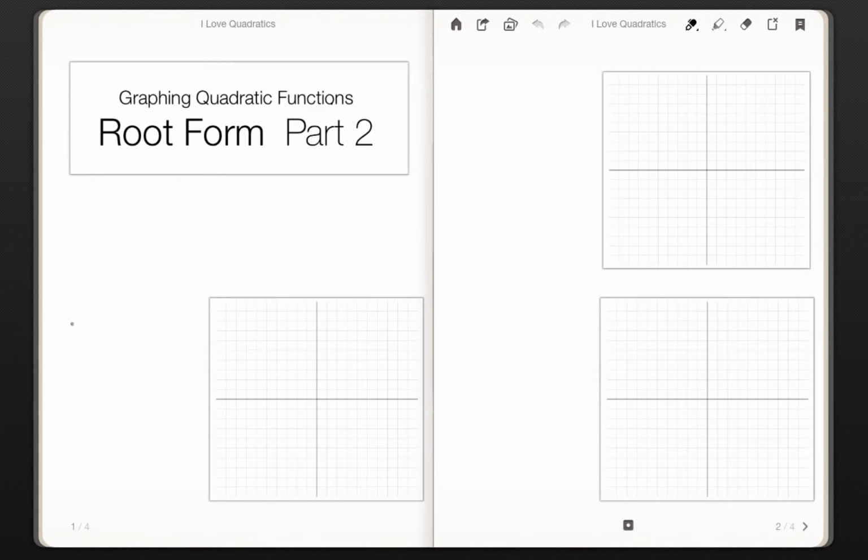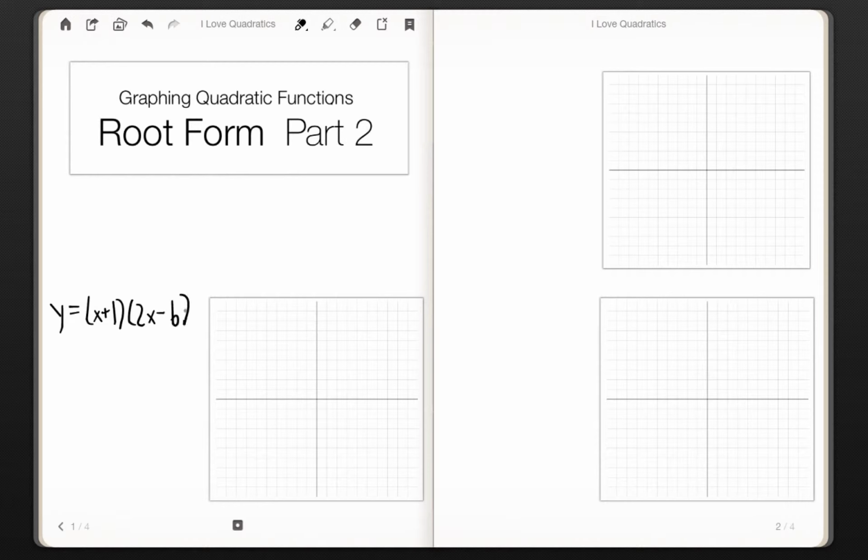So in this video, we're going to continue graphing quadratics starting in the root form. But we're going to look at a much faster method for finding the vertex after you plot the roots than having to convert to standard form and then complete the square. So I want to start by redoing the problem that we ended with in the last video to show you how much faster this new method is going to be.